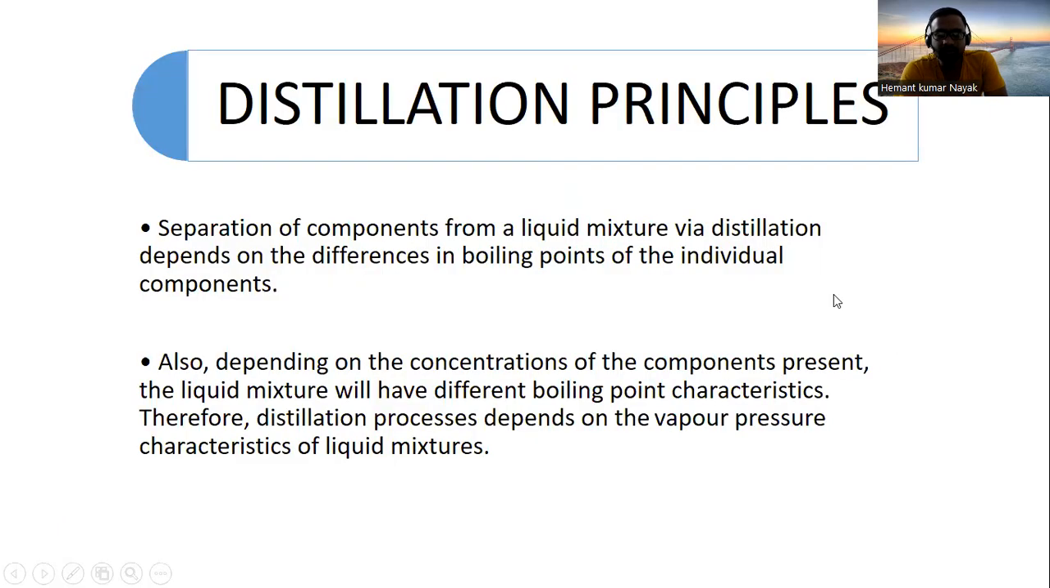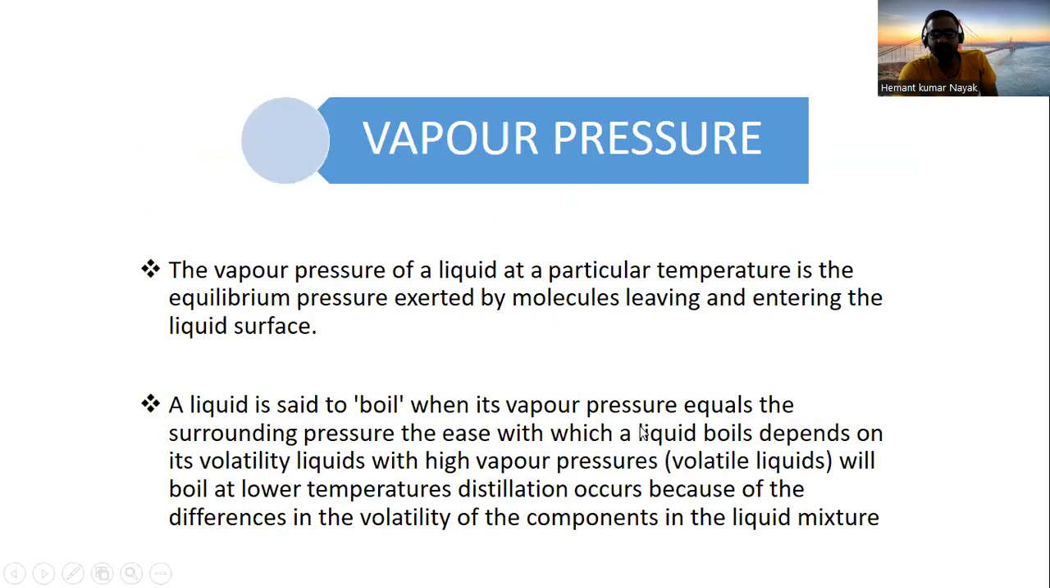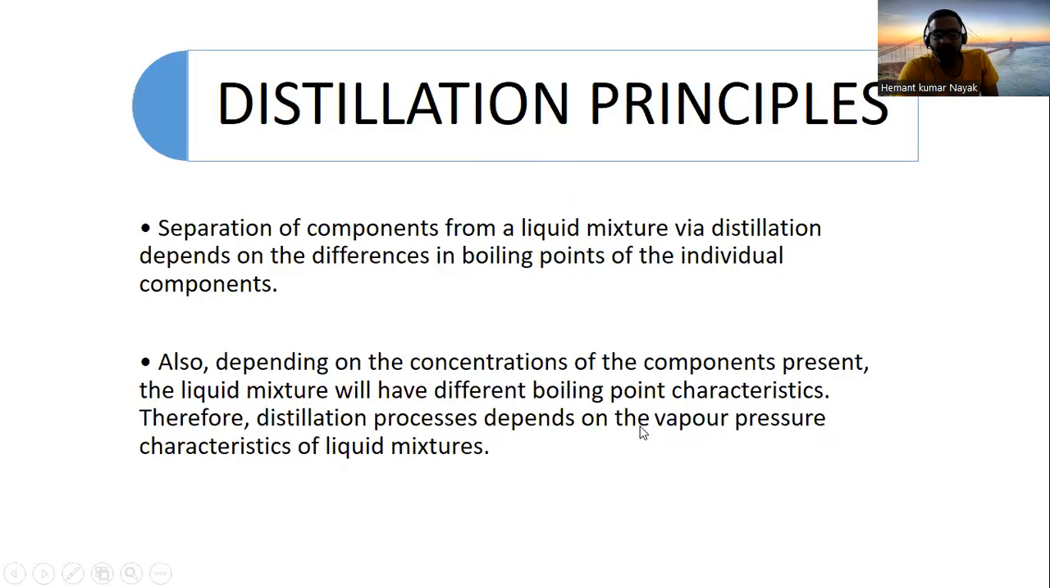So now, the distillation principle. Separation of components from a liquid mixture by distillation depends on the differences in boiling point of the individual components. So based on the difference in boiling point, we can separate the components. Also, depending on the concentrations of the components present, the liquid mixture will have different boiling point characteristics. Therefore, the distillation process depends on the vapor pressure characteristics of the liquid mixture. Vapor pressure is also important in distillation.